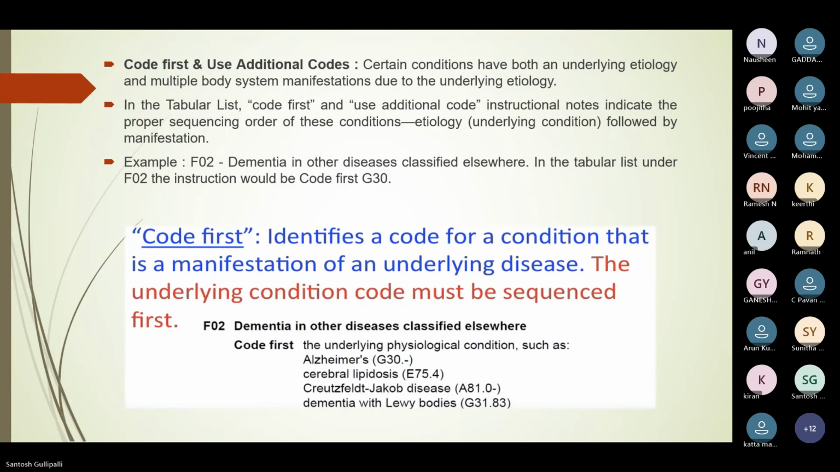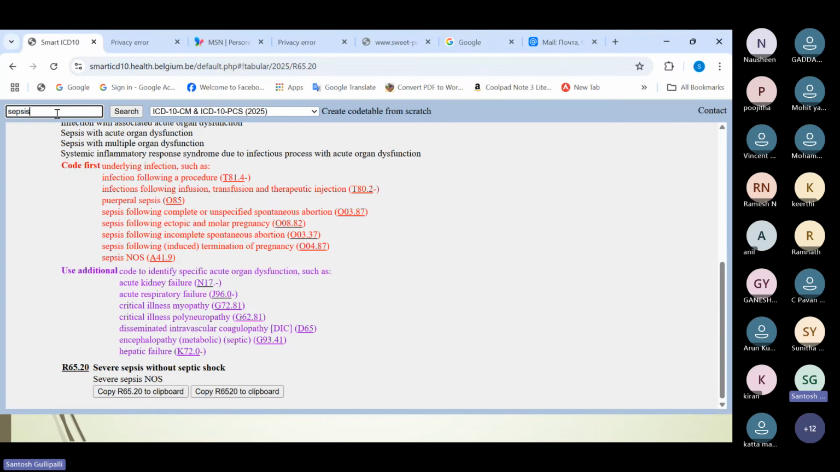So the next convention is code first and use additional. What is code first and what is use additional? The code first means, for example, the patient is admitted to the hospital for severe sepsis. What is the main term for severe sepsis? I will tell you what is meant by severe sepsis.